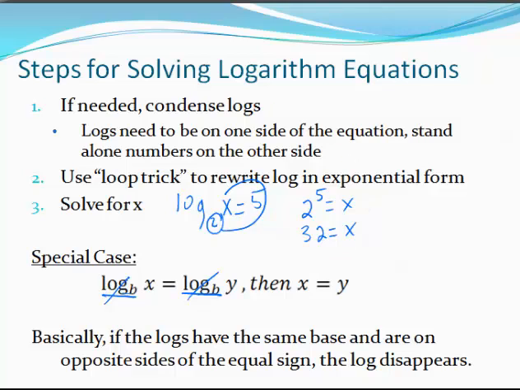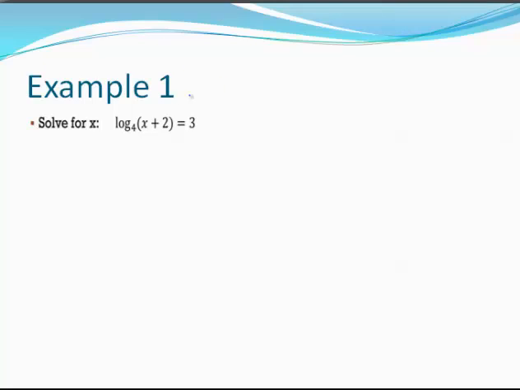Here we go. Example number 1. Alright, so solve for x. In this case, there's nothing to condense. We only have one logarithm. So we're going to start by doing the loop trick. I'm going to circle the 4 and do the loop. So I'm going to have 4 to the 3rd is equal to x plus 2.